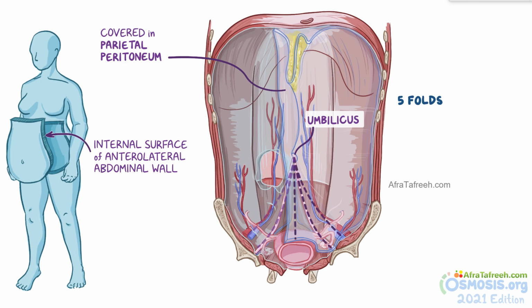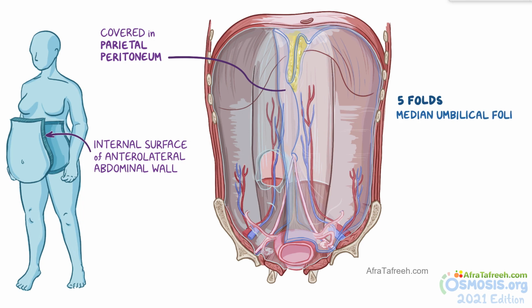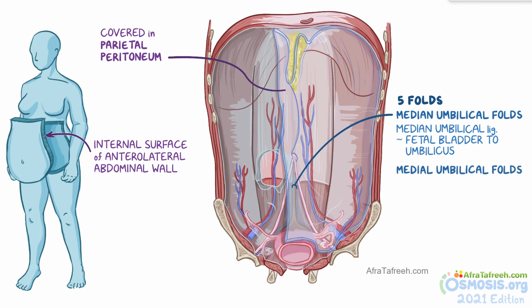The fold in the median plane is the median umbilical fold, which extends from the apex of the bladder to the umbilicus and covers a structure known as the median umbilical ligament, which is a remnant of the fetal urachus that originally served to connect the fetal bladder to the umbilicus. Moving laterally on each side of the median umbilical fold, there are the left and right medial umbilical folds covering the medial umbilical ligaments, which are remnants of the fetal umbilical arteries.